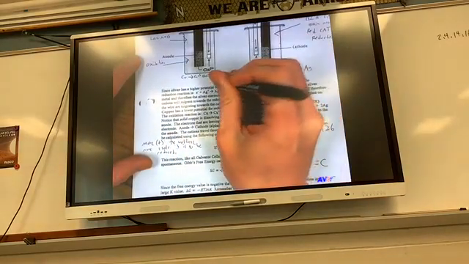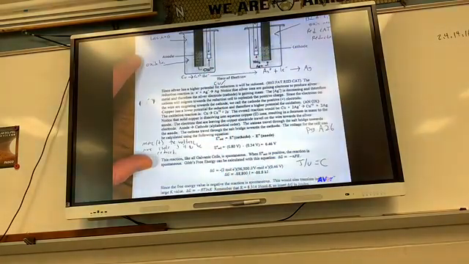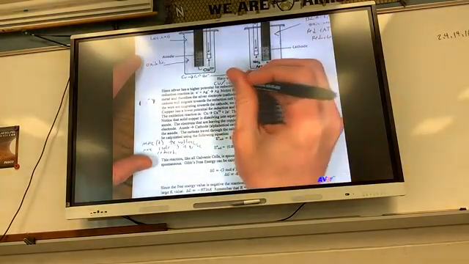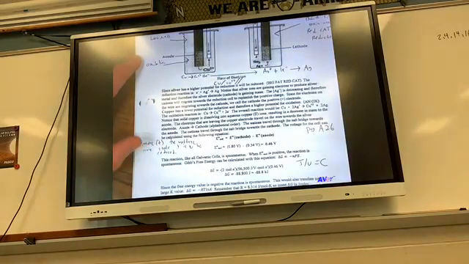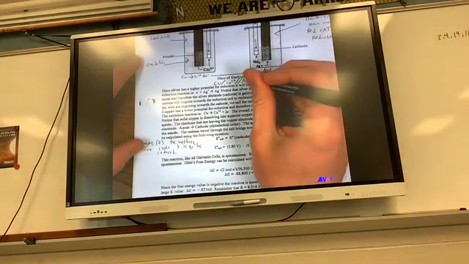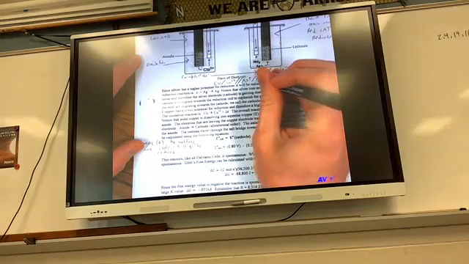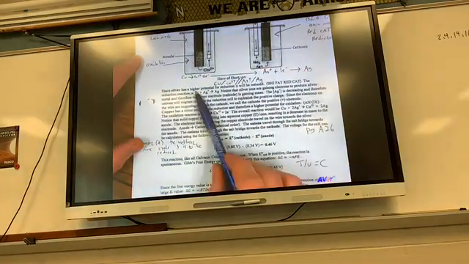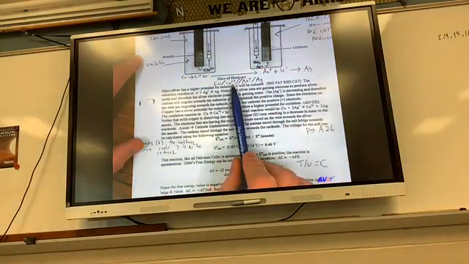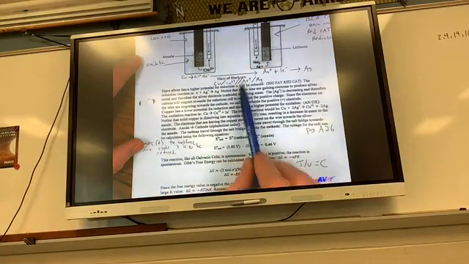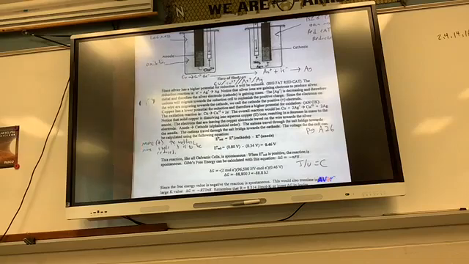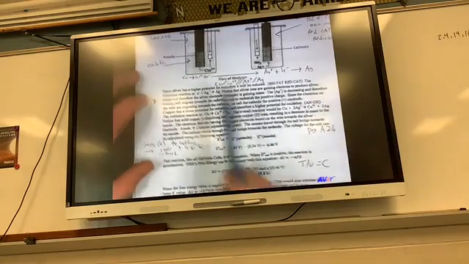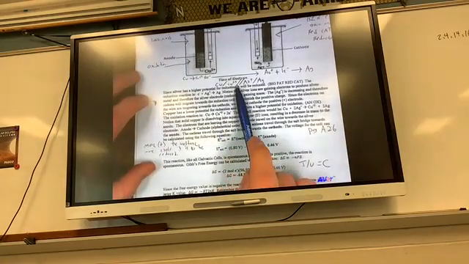Cu2+ slash Cu slash Ag+ slash Ag. It's always the solid plus the ion, salt bridge, ion, solid. So there's a lot that we can do. It's the solid, the ion, salt bridge, ion, solid.